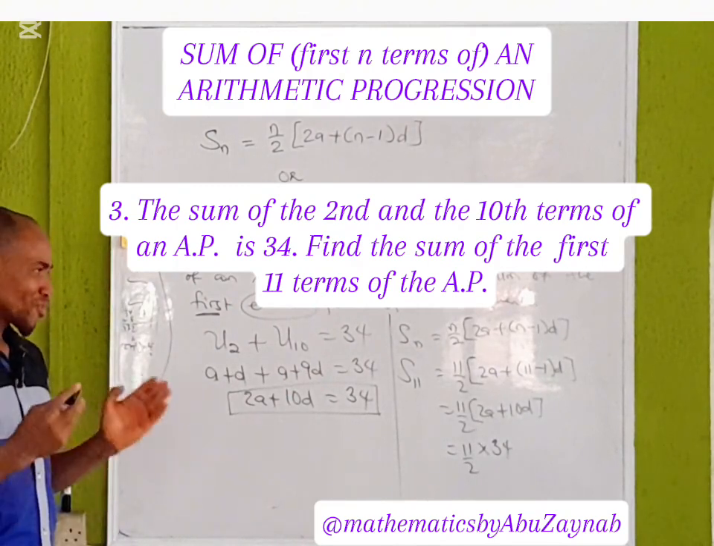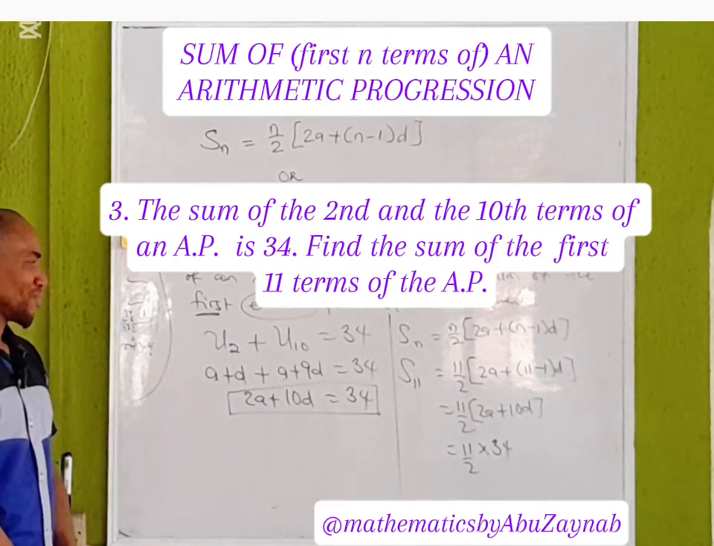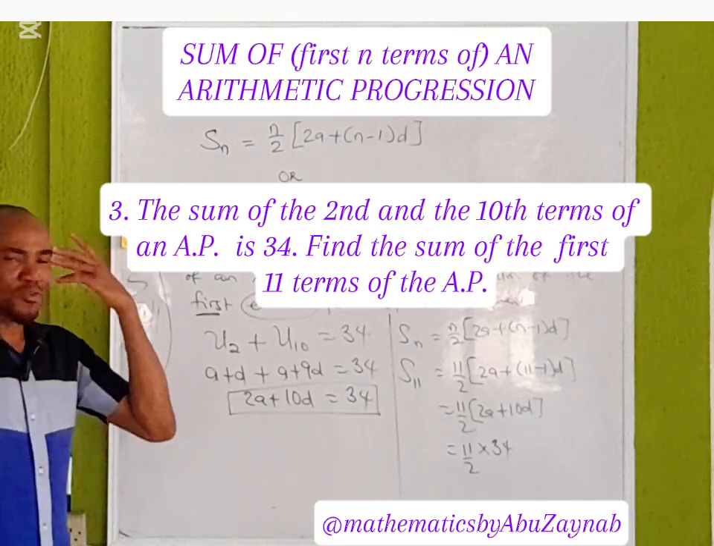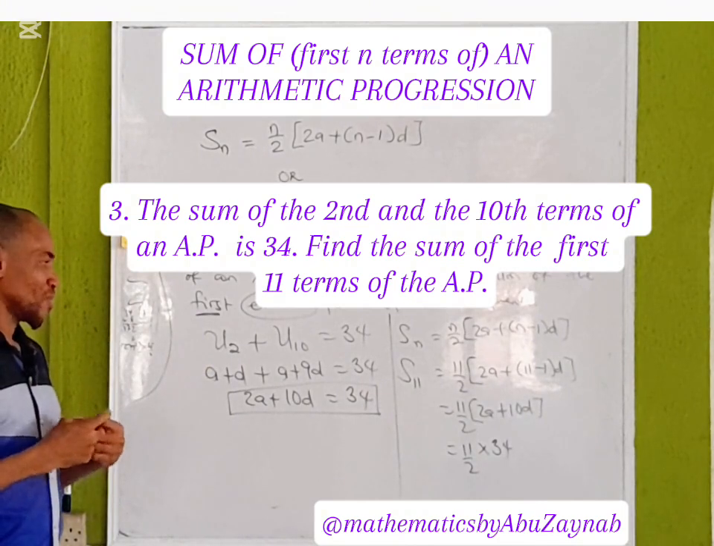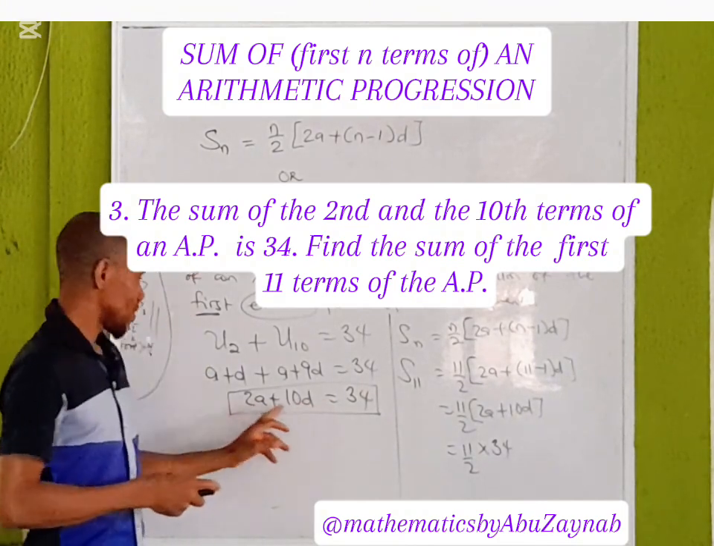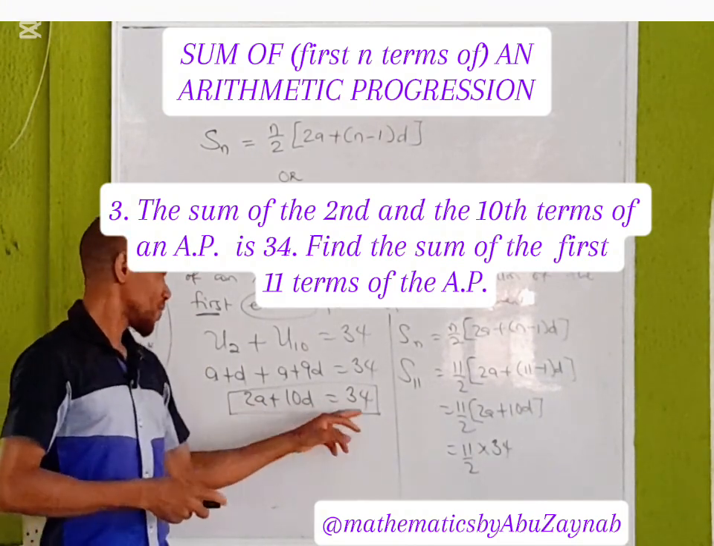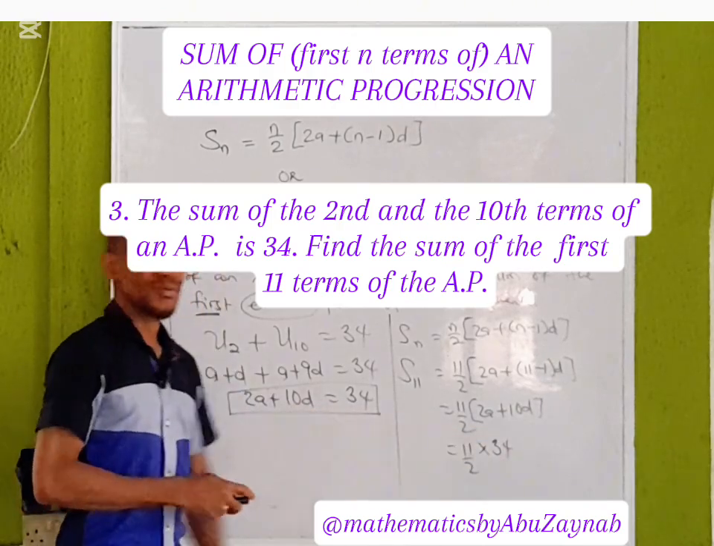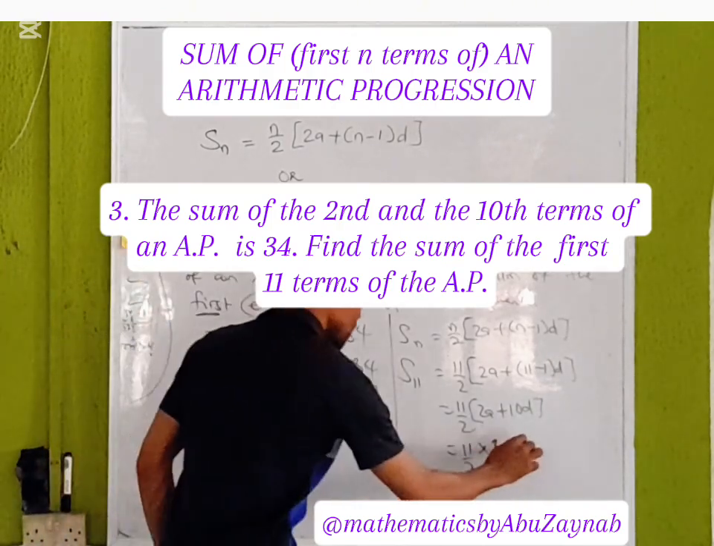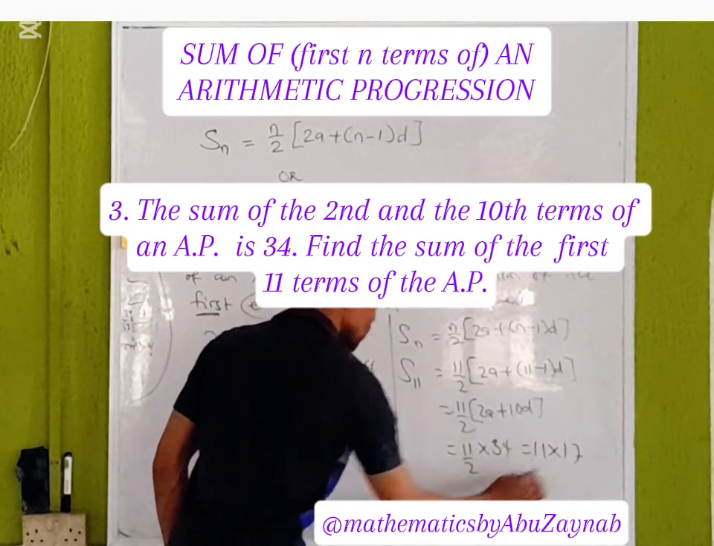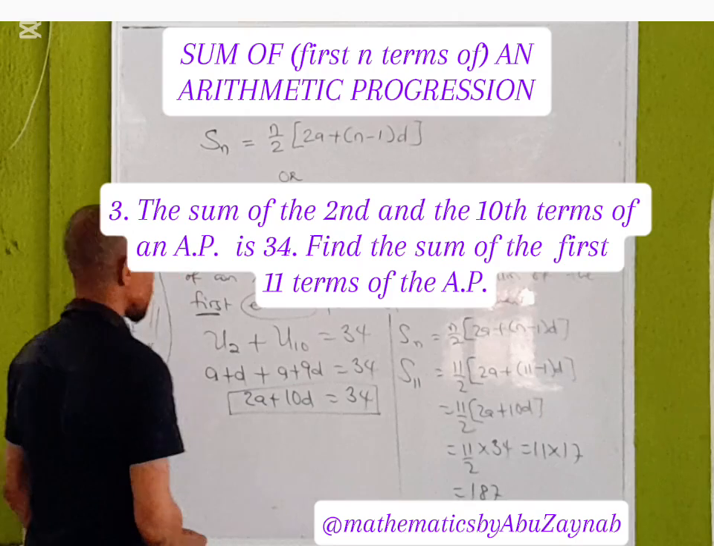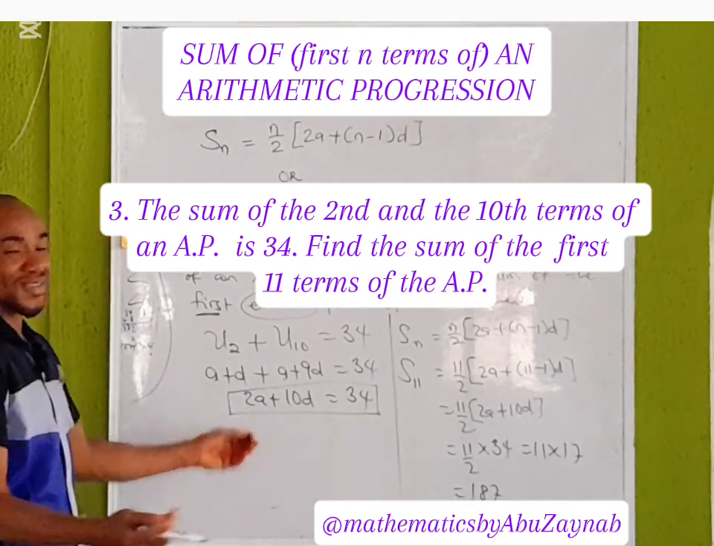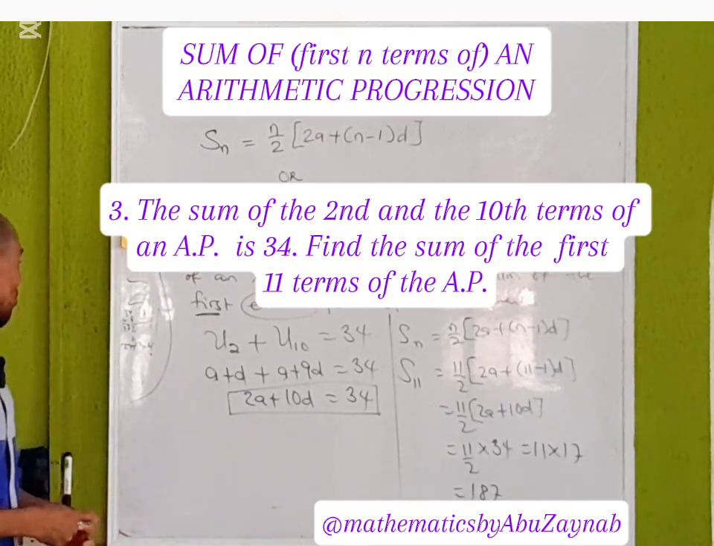These are some of the critical thinking questions in exams. Because when you have a and d, you might be thinking of simultaneous equations to get a and d separately. You don't have to. What you need to do is take 2a plus 10d from the first statement, which is 34, and substitute it. Hence I have 11 times 17, because half of 34 is 17, and that gives 187 as the answer. That's pretty much the solution to that question.